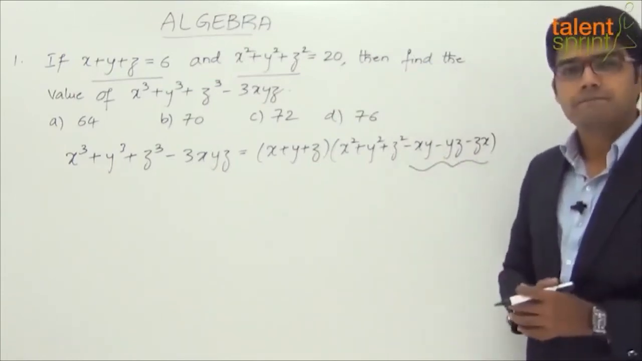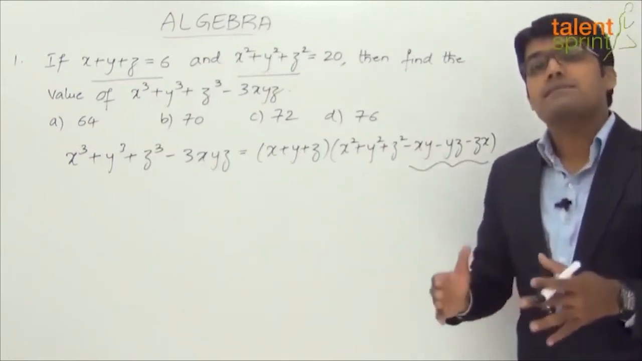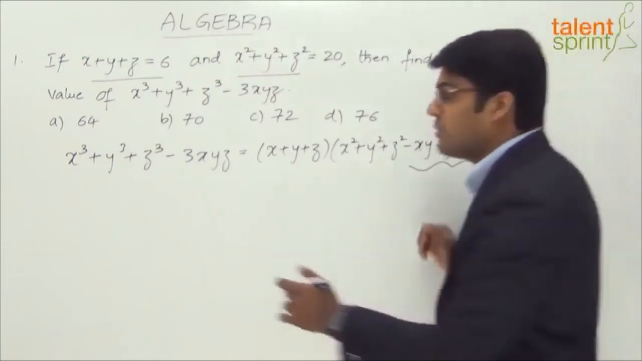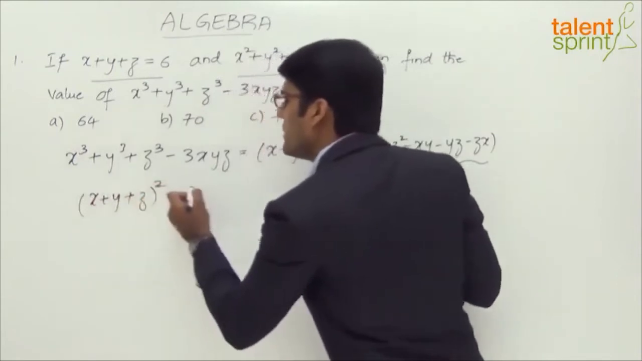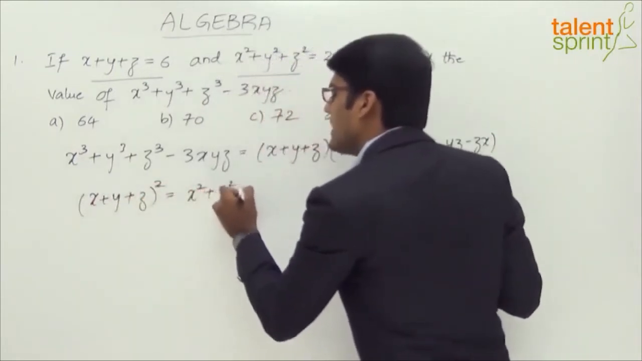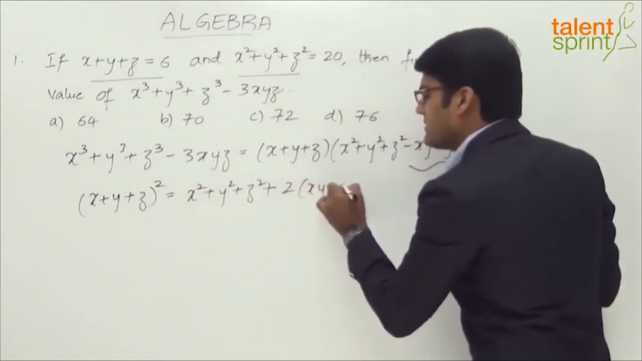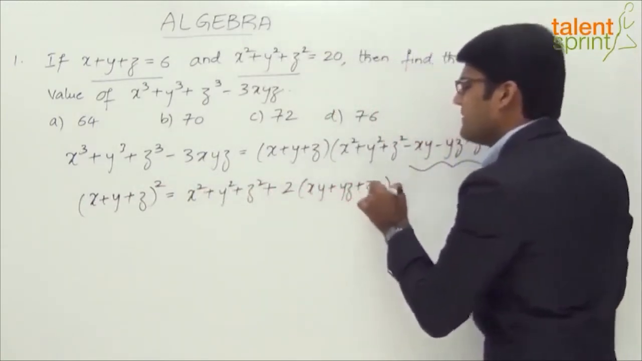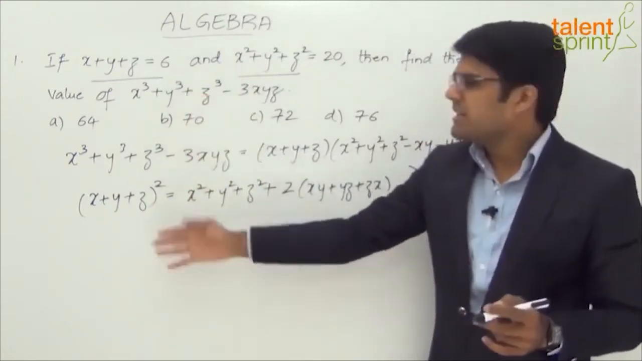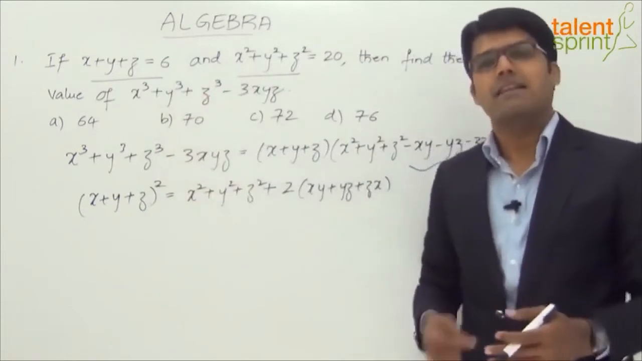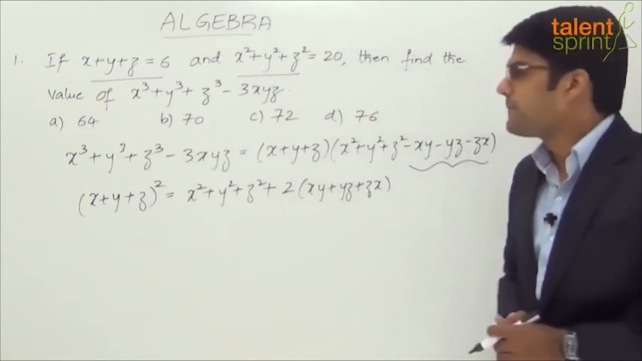Now how can that be done? Let's see. We know the expansion of x plus y plus z the whole square, right? How do we take x plus y plus z whole square? X plus y plus z whole square will be equal to x squared plus y squared plus z squared plus 2 times of xy plus yz plus zx, right? We have taken in terms of a, b, c when we had looked at the various identities, but here we have x, y and z, but that doesn't really matter, right? A variable is a variable. You can use any letter of the English alphabet to represent it.